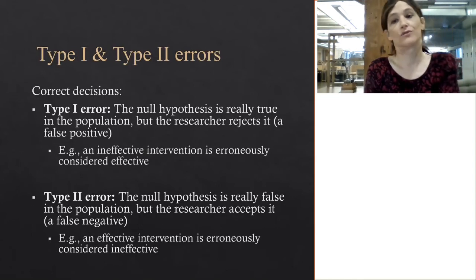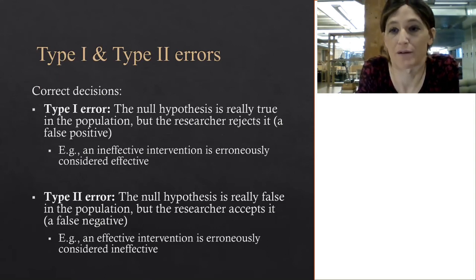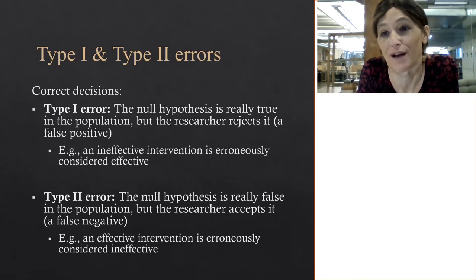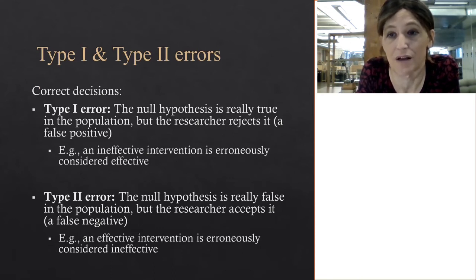And so there are two types of errors that we could make when we do these hypothesis tests. Type 1 error is where the null hypothesis is really true in the population, but the researcher rejects it, meaning we got a p-value of 0.049, and we said it was statistically significant. But the truth is that if we had access to the full population, there would be no difference. And we said that there was. And so this would be a false positive, or a type 1 error.